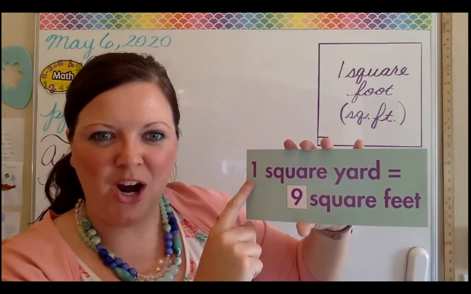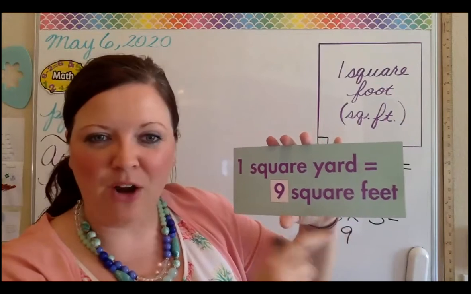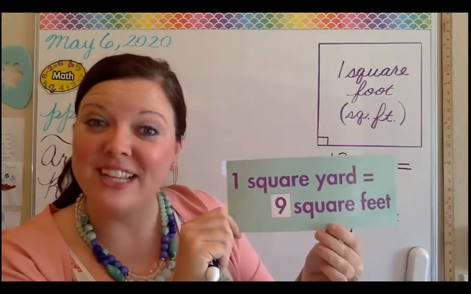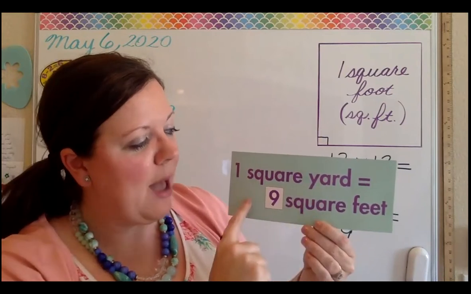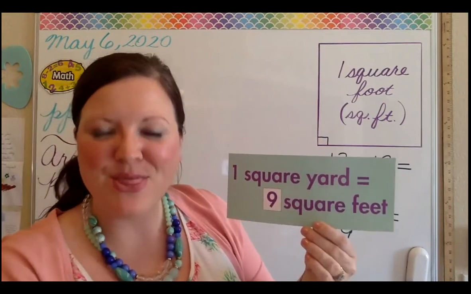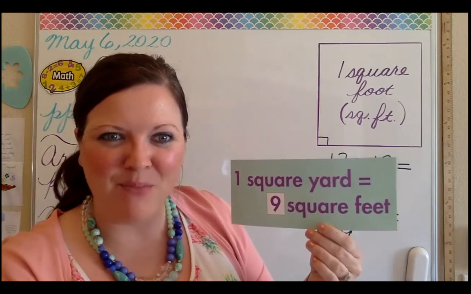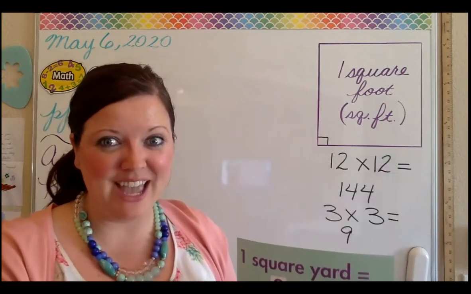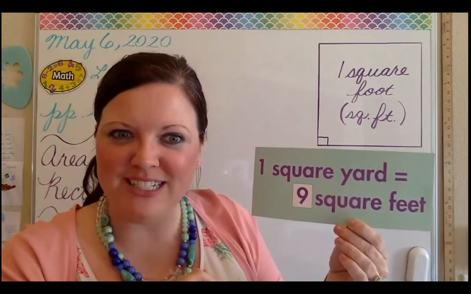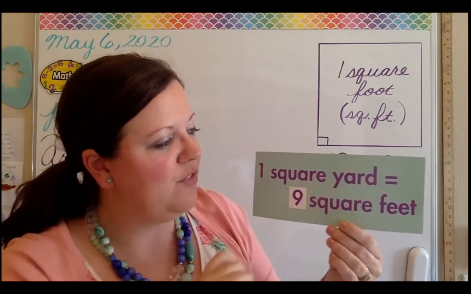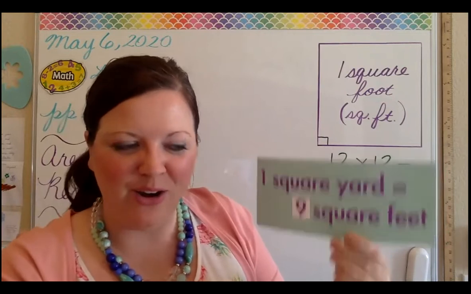1 square yard equals how many square feet? Well, let's go with what we know. 1 yard equals how many feet? 3. Let's square that number. 3 times itself equals 9. 9 is our correct number. There are 9 square feet in 1 square yard.